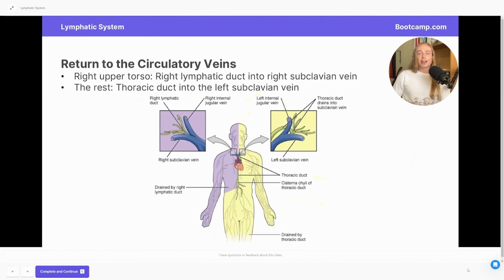Lymphatic vessels are not going to deliver their lymph directly to the heart and instead are going to deliver the lymph into two circulatory veins. Oddly enough though, the two lymphatic vessels that end up delivering the lymph back towards the circulatory system do not share the same burden. The right lymphatic duct is going to end up containing lymph from the right upper half of the body. It's then going to drain this lymph into the right subclavian vein. The majority of the body's lymph, however, is going to end up in the thoracic duct, which is going to drain into the left subclavian vein.